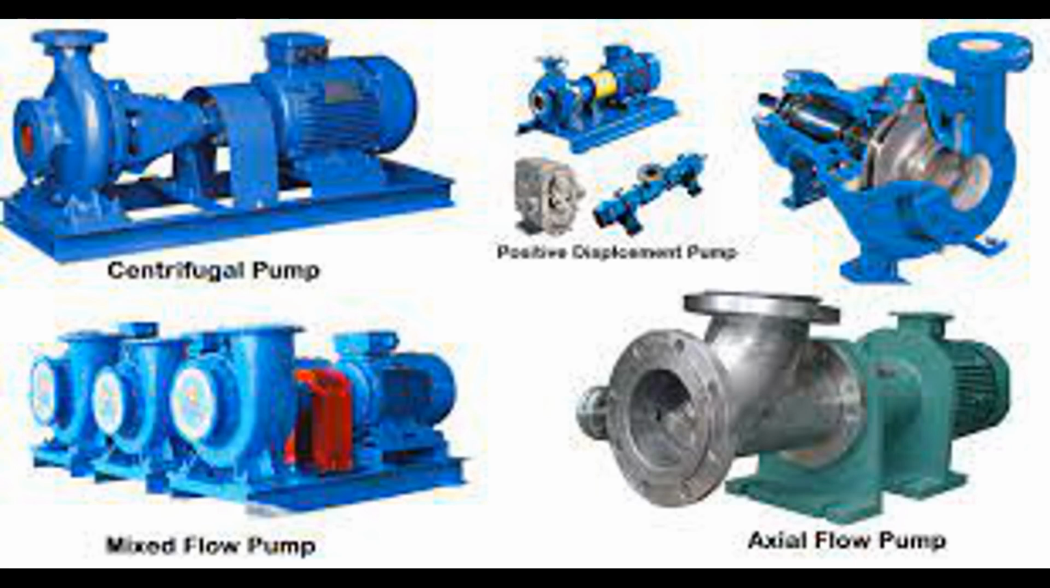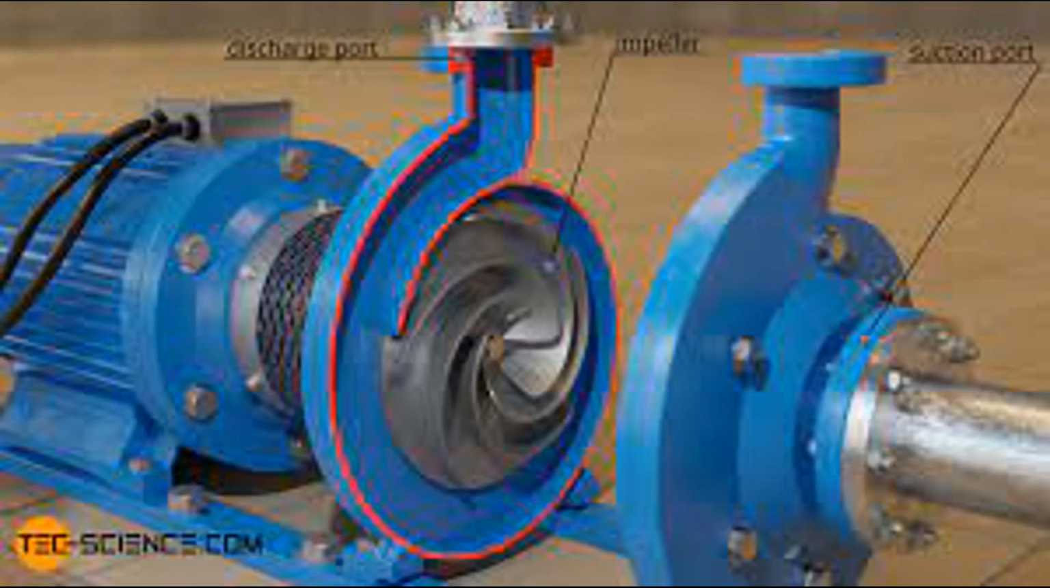Centrifugal pump basics. How centrifugal pumps work. Working principle. HVACR. Pumps are devices used to move fluids, liquids or gases, from one place to another. They are widely used in various industries and applications. Pumps can be classified based on several criteria, including their working principle, construction, and application. Here are some common types of pumps.